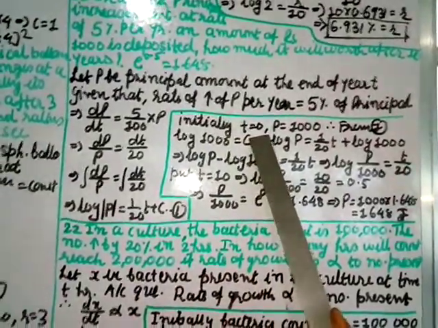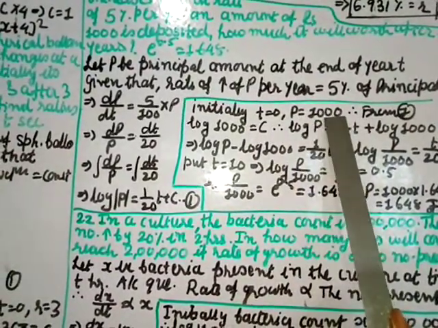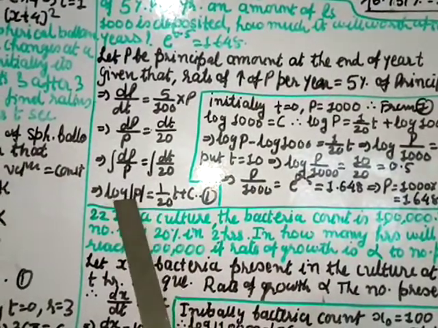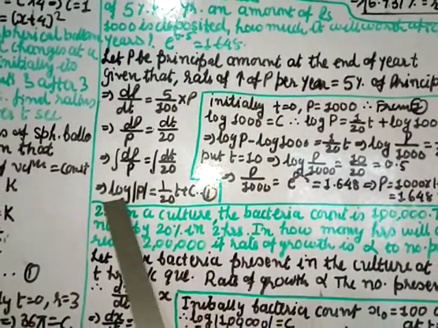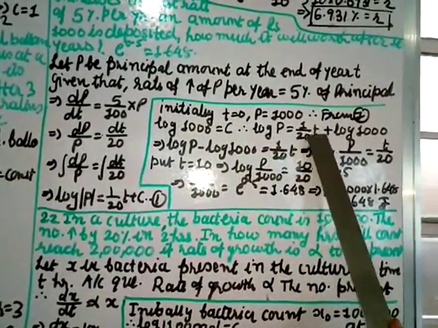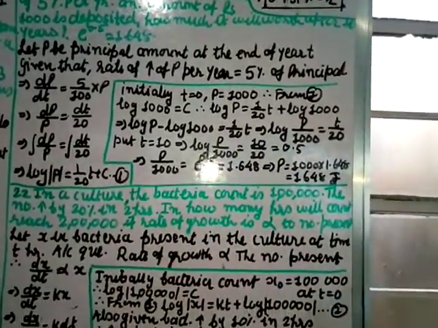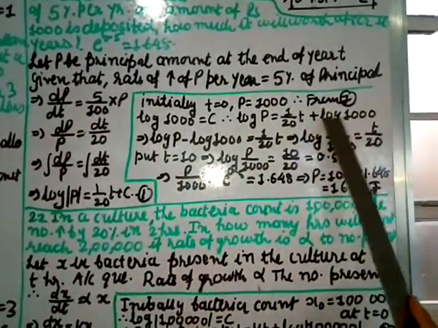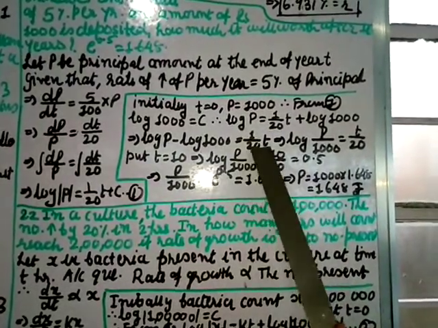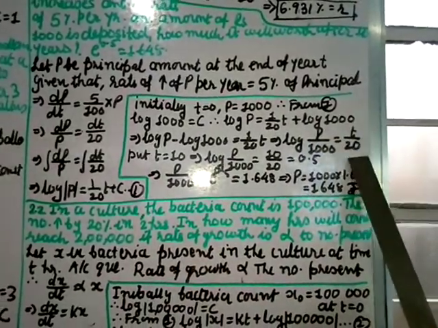Initially t equal to 0, p is equal to 1000. So this is given, initially 1000 rupees. So from equation 1, if I put t equal to 0 and p is equal to 1000, then the value of c is log 1000. Now log p is equal to 1 by 20 t plus log 1000. I am putting the value of c back, log 1000. Now I am transferring log 1000 here, so log p minus log 1000 is equal to 1 by 20 t. So this can be written as log p by 1000 is equal to t by 20.